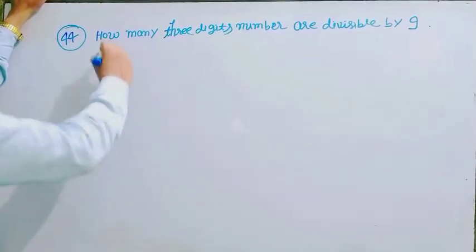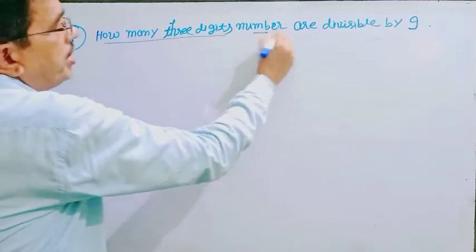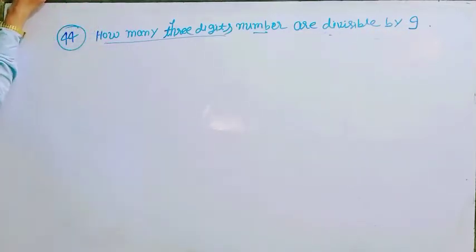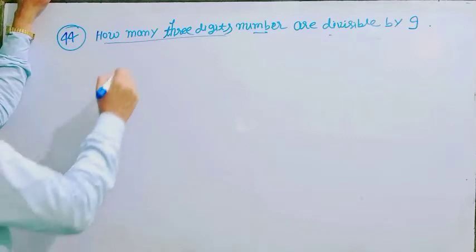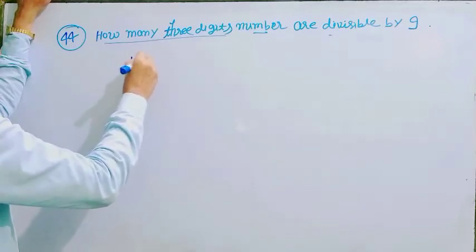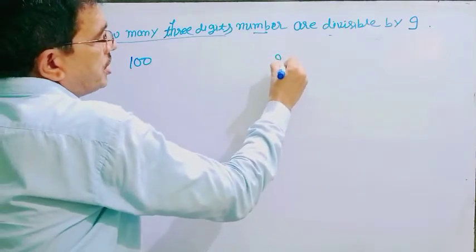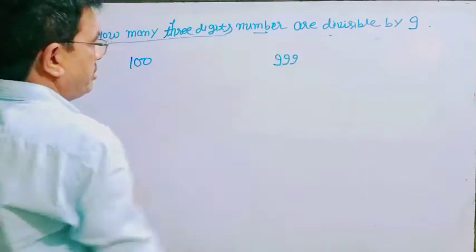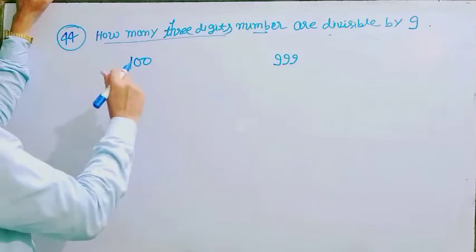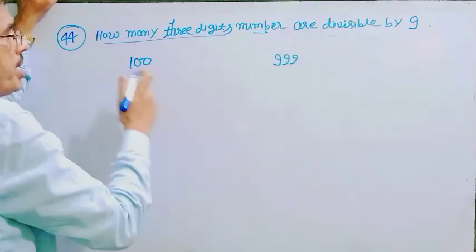Now see, how many 3-digit numbers are divisible by 9? For this type of question, we have to find the smallest 3-digit number, that is 100, and the largest 3-digit number, that is 999. What is the smallest 3-digit number which is exactly divisible by 9?